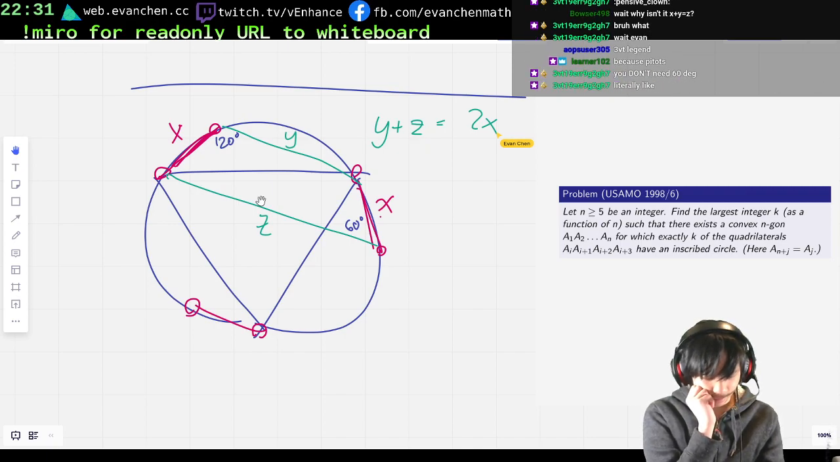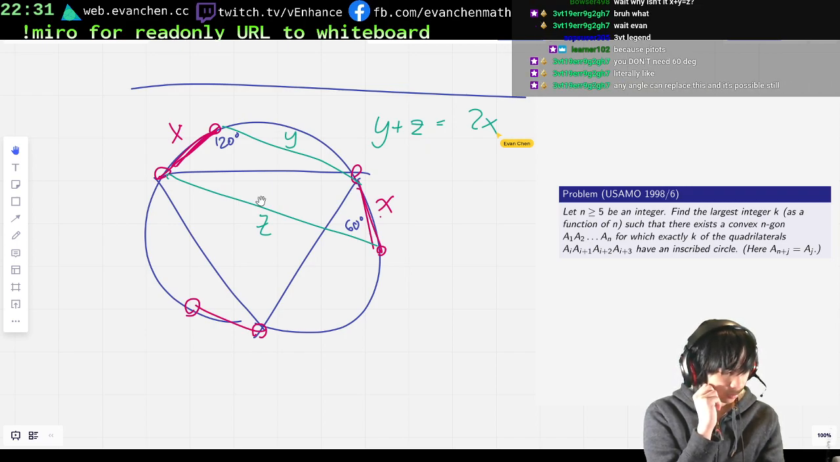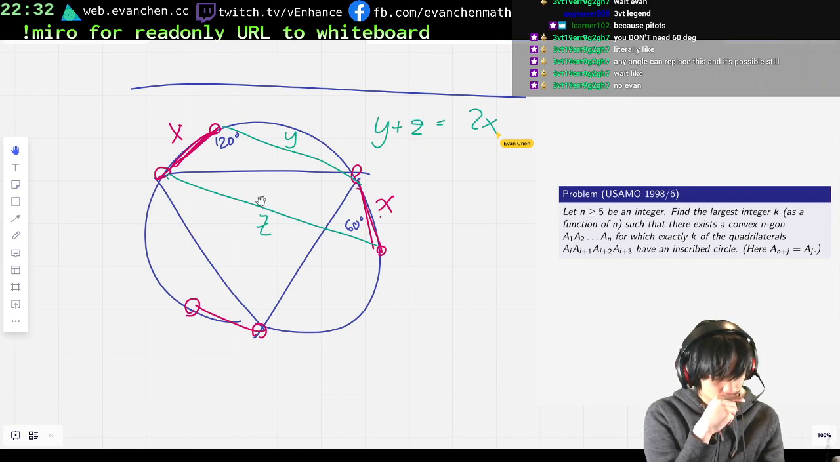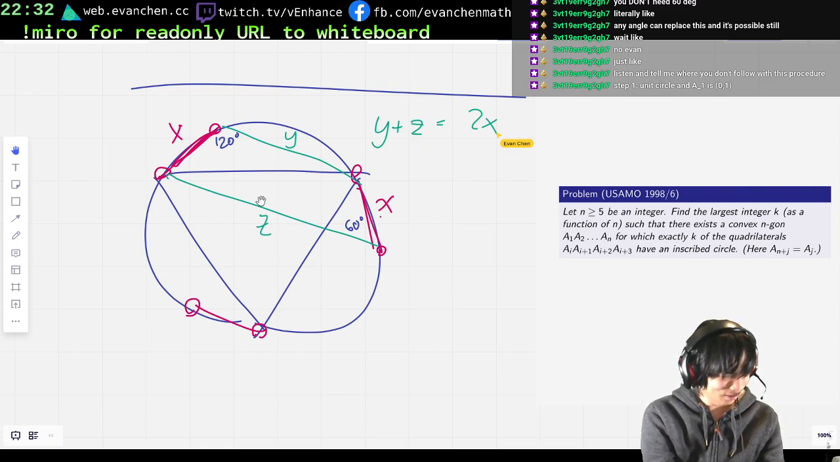You don't need 60 degrees. How do you know it closes then? If we're not putting them on a circle, does the polygon close itself? So it's on a circle.